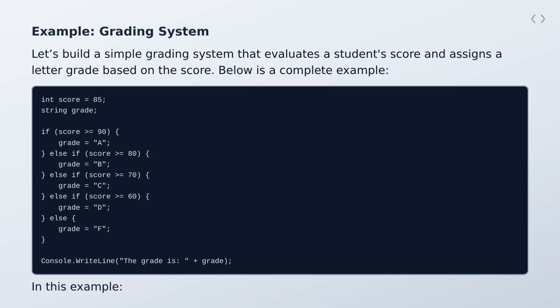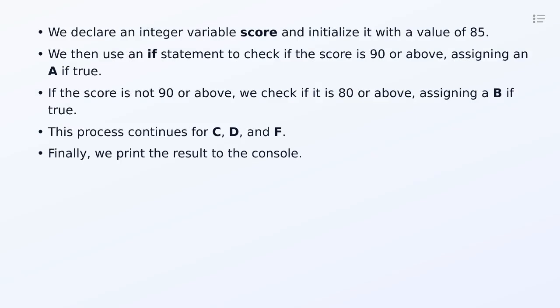In this example, first, we declare an integer variable score and initialize it with a value of 85. Also, we then use an if statement to check if the score is 90 or above, assigning an A if true. Also, if the score isn't 90 or above, we check if it's 80 or above, assigning a B if true. Also, this process continues for C, D, and F. Finally, we print the result to the console.